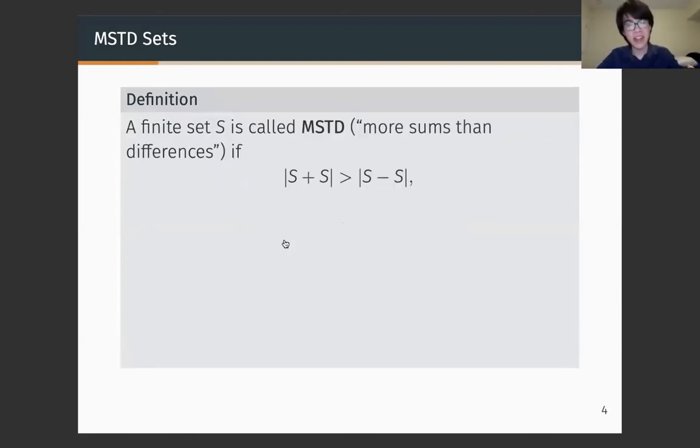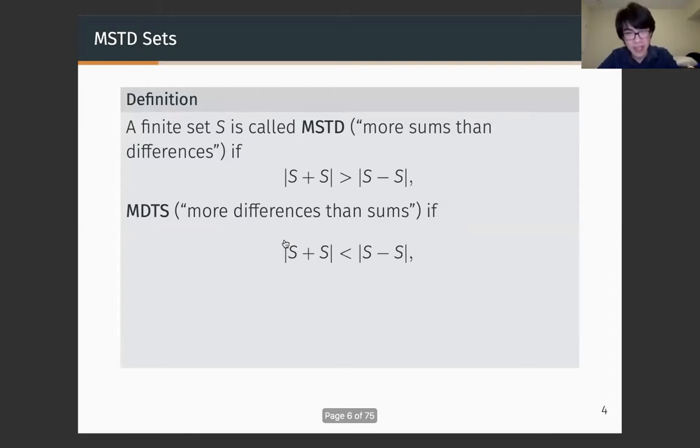So a finite set S is called MSTD, which stands for more sum than difference, if the cardinality of the sumset is greater than that of the difference set, and MDTS if the opposite holds, and balanced if the difference set and sumset have the same cardinality.